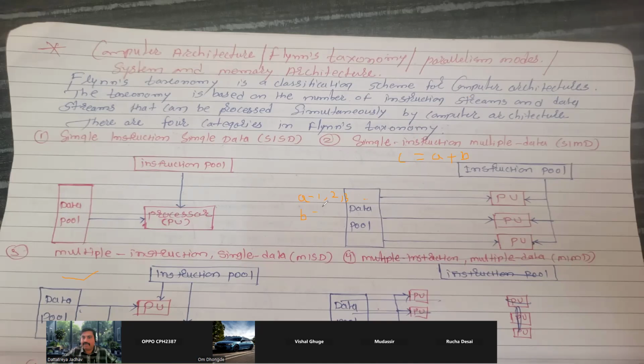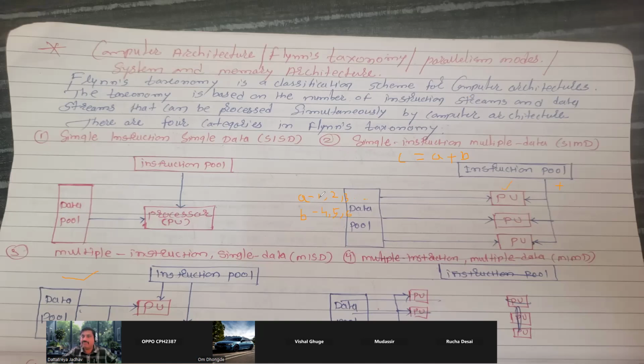Same like here 4, 5, 6. So there will be n number of data present in A and B. The instruction is only addition of two numbers. So the processor takes a single instruction, that is addition. First the processor makes the addition of A and B.